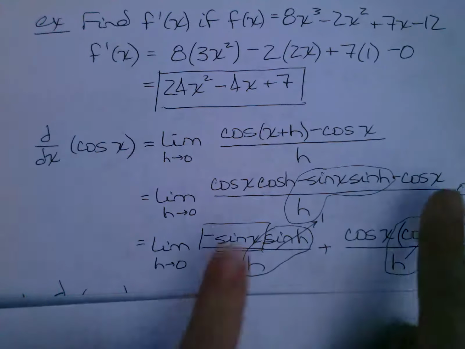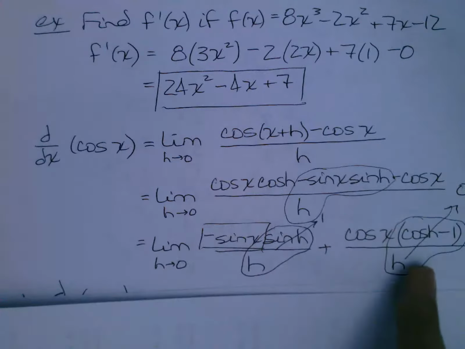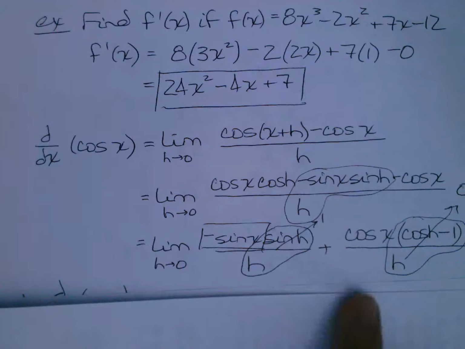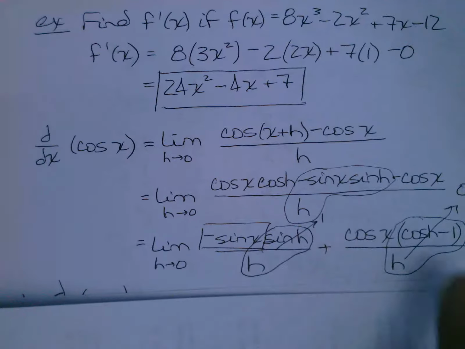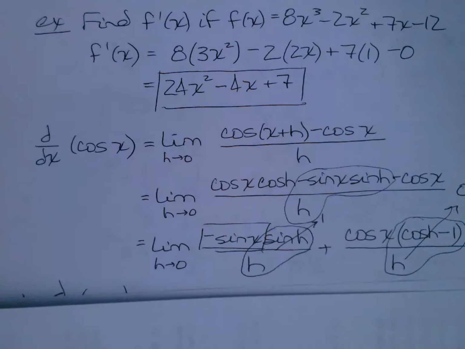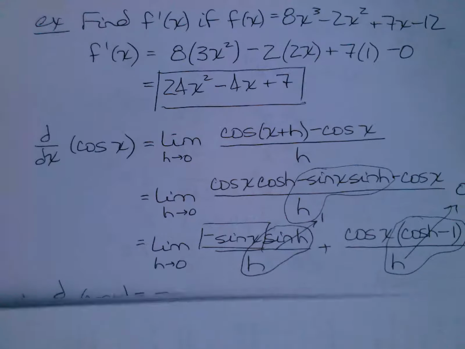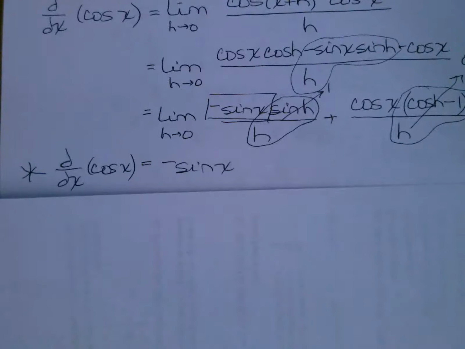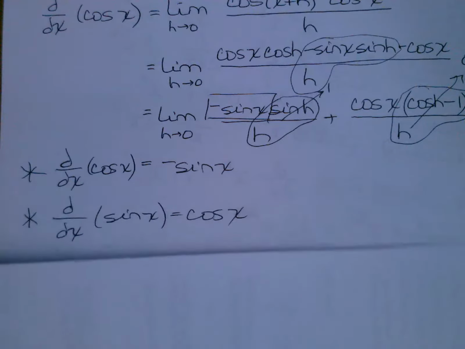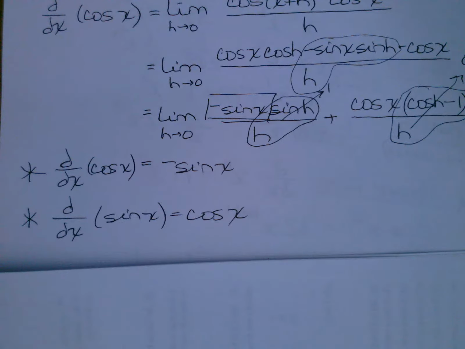The rest of this, the other two sides here, I can factor out the cosine. And again, we have a familiar limit here. As h approaches 0, cosine h minus 1 over h goes to 0. Hopefully that's on your memory sheet too. So this whole term is gone. All I have left is negative sine x. So the derivative of the cosine function is negative sine x. The derivative of sine x is cosine x.